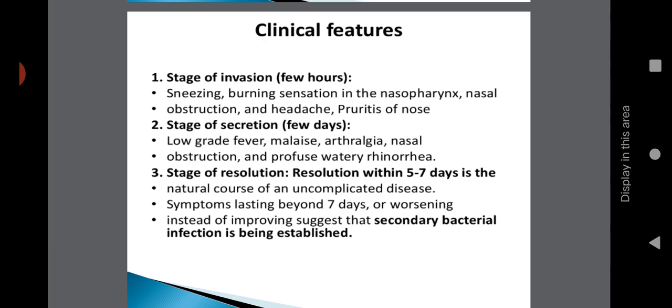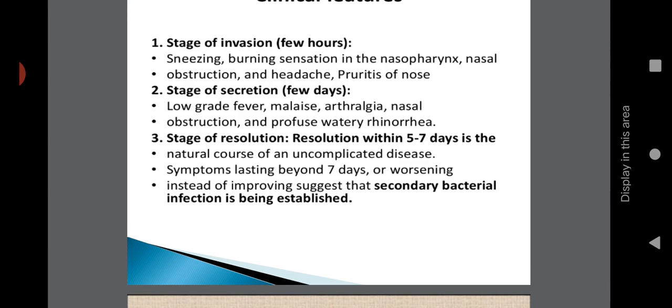Second is the stage of secretion, which happens within days: low grade fever, malaise, arthralgia, which means muscle pain, nasal obstruction, and profuse watery rhinorrhea. So this you can see in the secretory stage, within a few days. Then the next one, stage of resolution. Resolution means it is settled down. Resolution within 5 to 7 days is the natural course of an uncomplicated disease. So that is a natural phenomenon of our body. If it is not a complicated disease, then normally it is resolved. Symptoms lasting beyond 7 days or worsening instead of improving suggest that a secondary bacterial infection is being established.